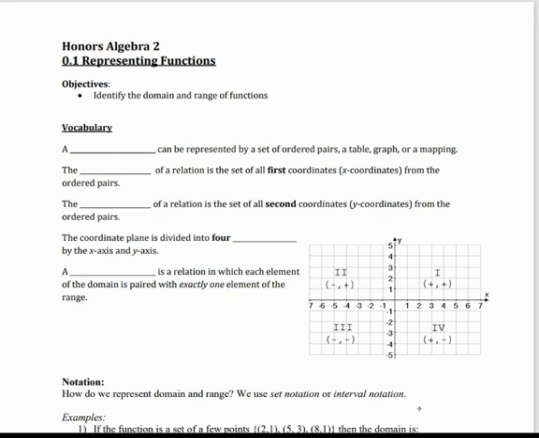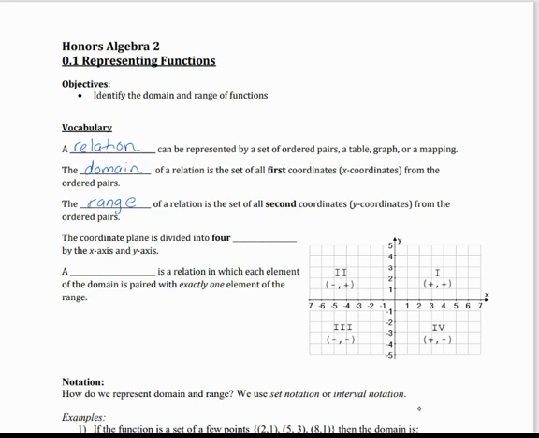A blank can be represented by a set of ordered pairs, a table, a graph, or a mapping, and that is a relation. The blank of a relation is the set of all first coordinates, all of the x values. So hopefully you remember this vocabulary word, but the domain is what is represented with all x values, or those first coordinates. Therefore, what represents the y coordinates? That's the range. Hopefully you remember seeing those vocab words before. But just remember, domain is our x's, range is our y's.